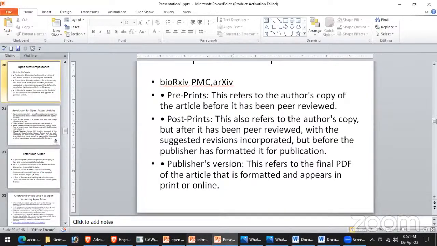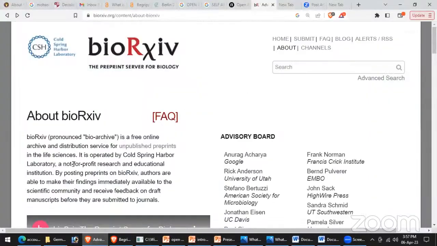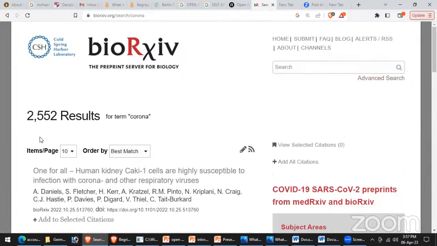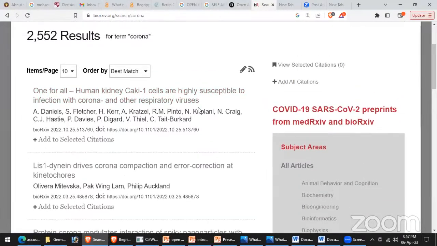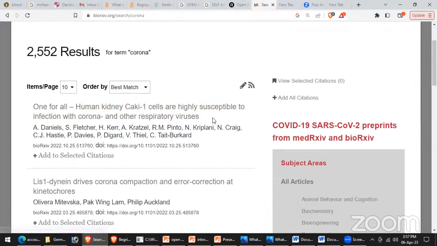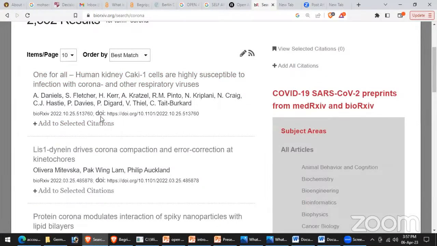Now, why have they gone for it when it is not published? So let me do one thing. Coronavirus is in life sciences, so I'll write corona over here. It is a disease, I suppose you all know. If I'm searching for this disease, see here, so many papers have come up. Can you see this? These are all not yet published, but they are getting DOI numbers.